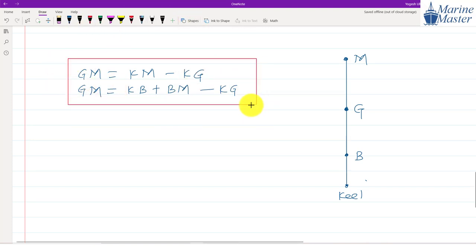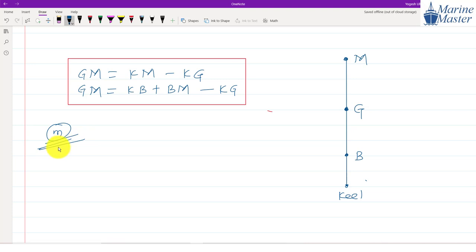Now suppose we are adding a mass M. When we are adding it, KB will change. Suppose we want to find out GM final. Then our KB will change; that will be KB final. BM will change; that will be BM final. And our KG will change; that will be our KG final.